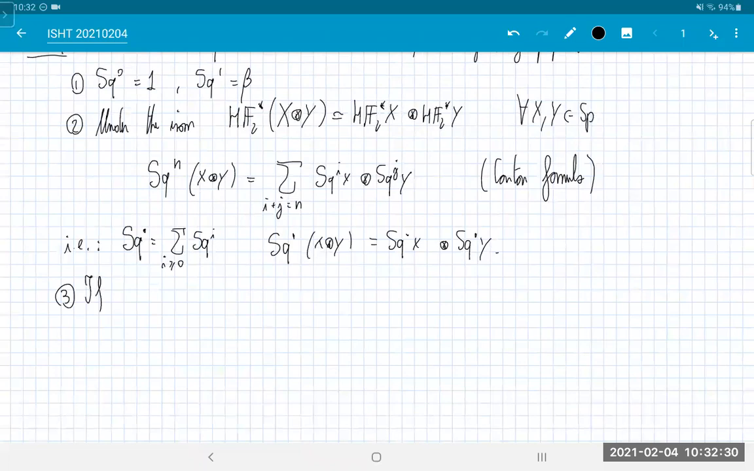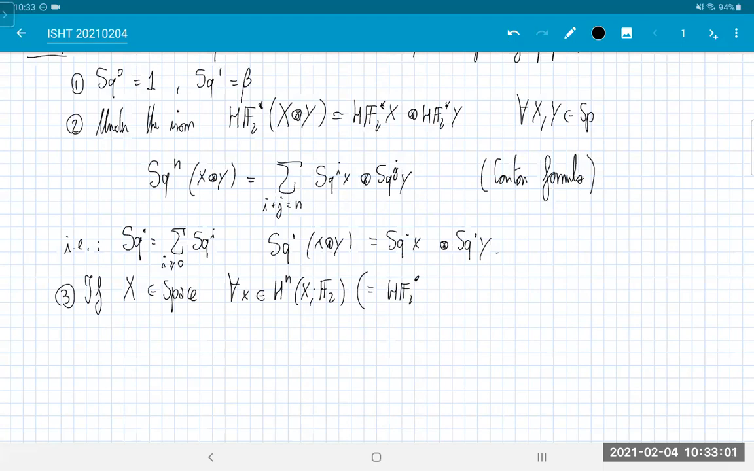So if X is a space, the cohomology is the same thing as the cohomology of sigma infinity X plus, so we still have the action. We have these two important properties that are called instability properties. For every little x in H^n(X; F2), which is H_F2^* of sigma infinity plus sigma infinity X plus, we have Sq^n of x is x squared.